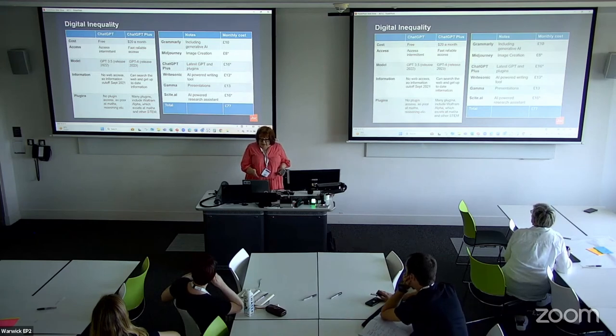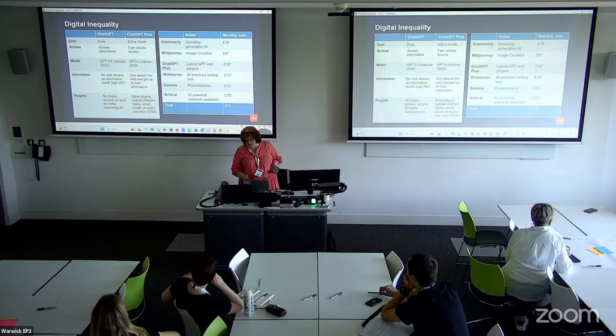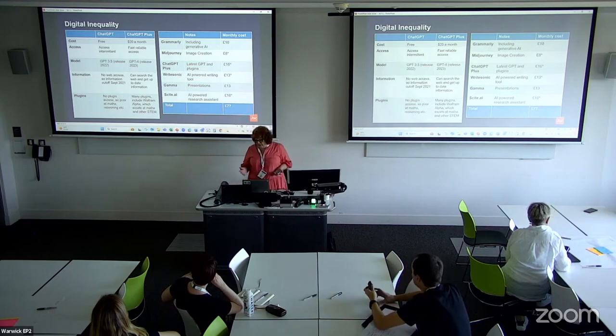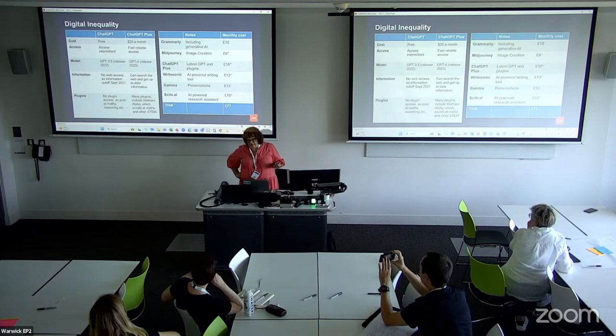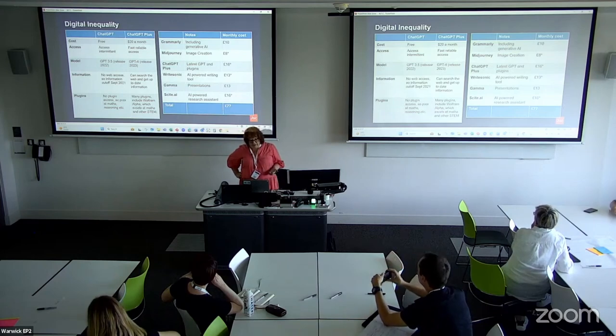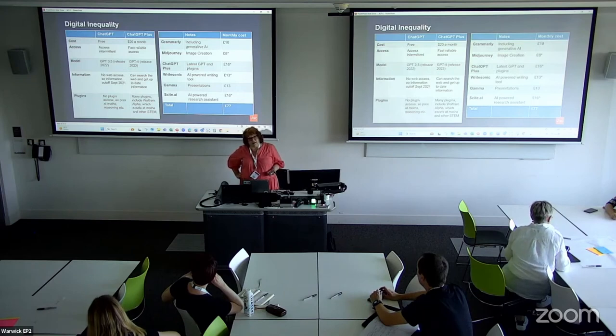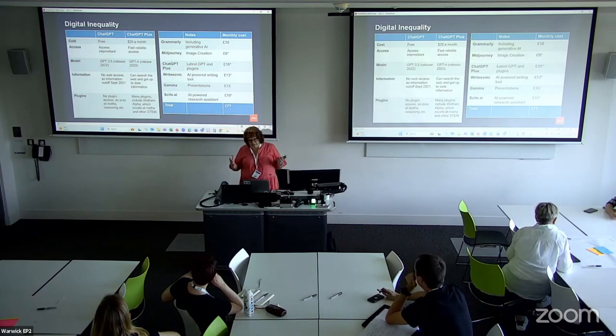So financially, there's a difference of £77 a month if you were to have, you know, Grammarly. And that's an assistive tech. You know, it's not something you should have to pay for. Mid-Journey, ChatGPT Plus, as opposed to the free version. And there's a real difference between the paid for and the free version. The paid for version is up to date. It has more, I've forgotten the word as well.